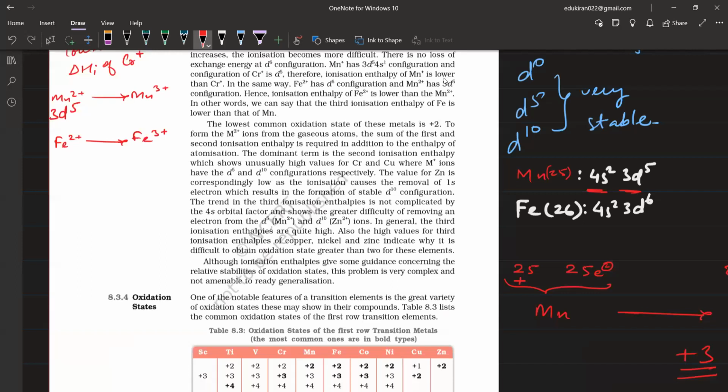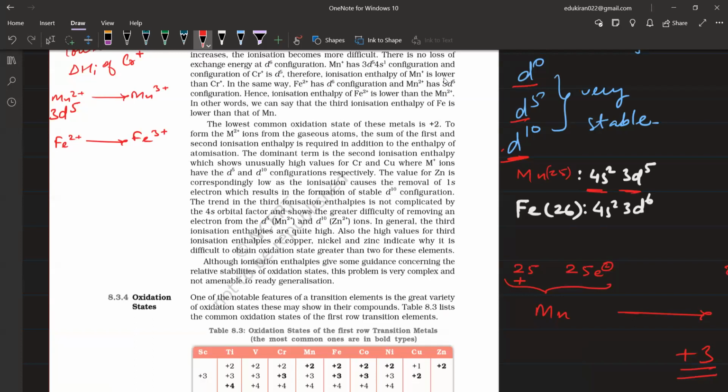What will happen in Mn3 plus? In Mn3 plus, 3 electrons are removed. Write the configuration first. What will be the configuration? 4s2 we have already removed. You have to remove 3 electrons. So it'll be 3d5. One by one, tell me. From where will you remove the first electron? 4s or 3d? 4s, because it's easier to remove.